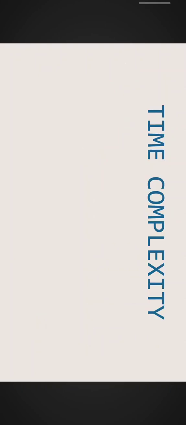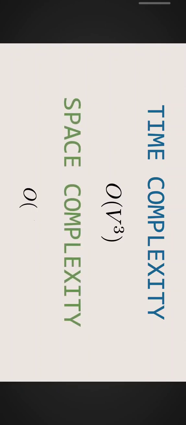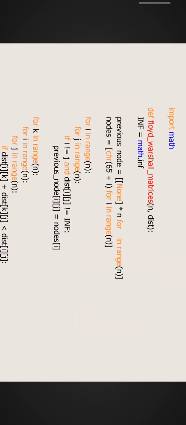Now, the algorithm loops over each node once and traverses the whole matrix for each node. So the time complexity is big O of V cube, where V is the number of nodes. And the space complexity is big O of V square, as we use matrices to store the shortest paths and predecessor information. Now, let's see the Python code implementation. Feel free to skip this part if you're not interested.